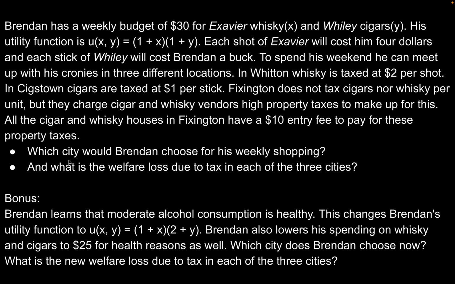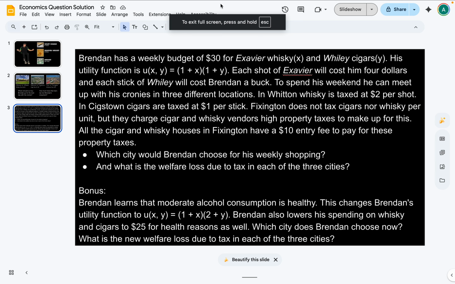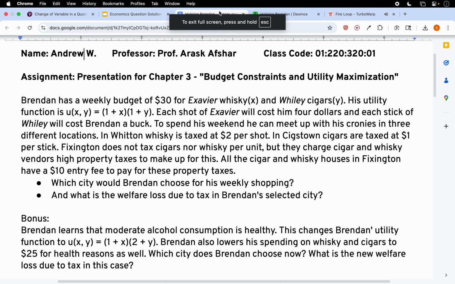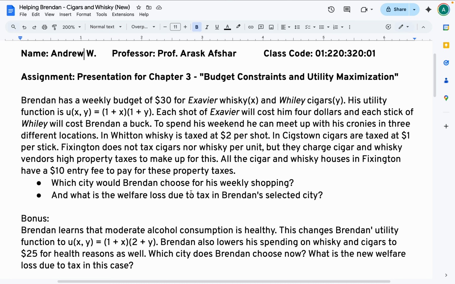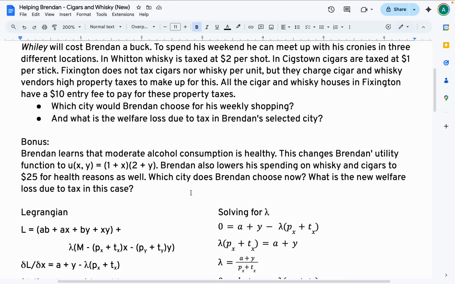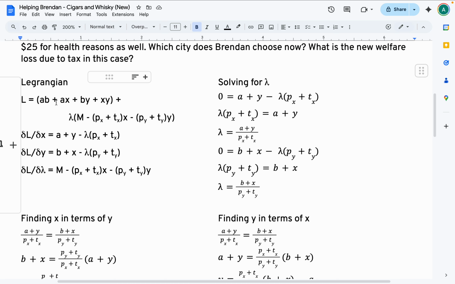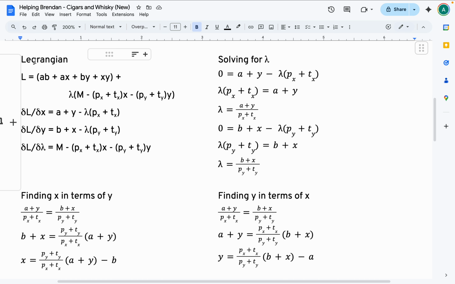And let's start by answering the first part of this question. Which city would Brendan choose for his weekend? So to answer that question, we first need to do the optimization. So here, to do the optimization, we do this thing called the Lagrangian.